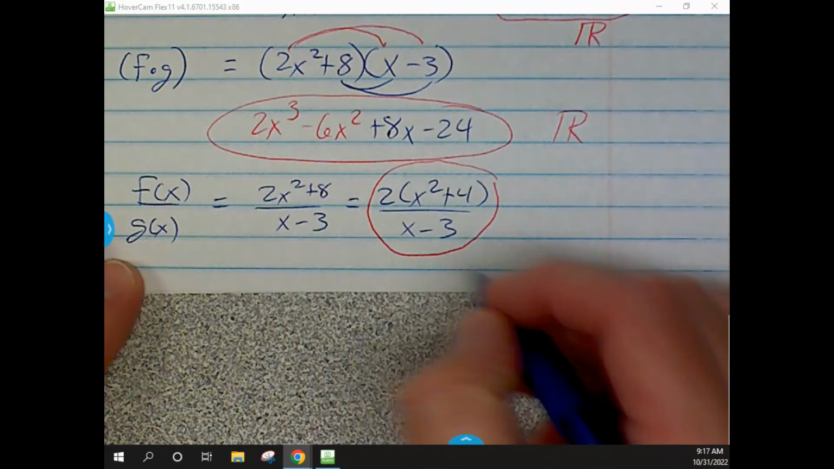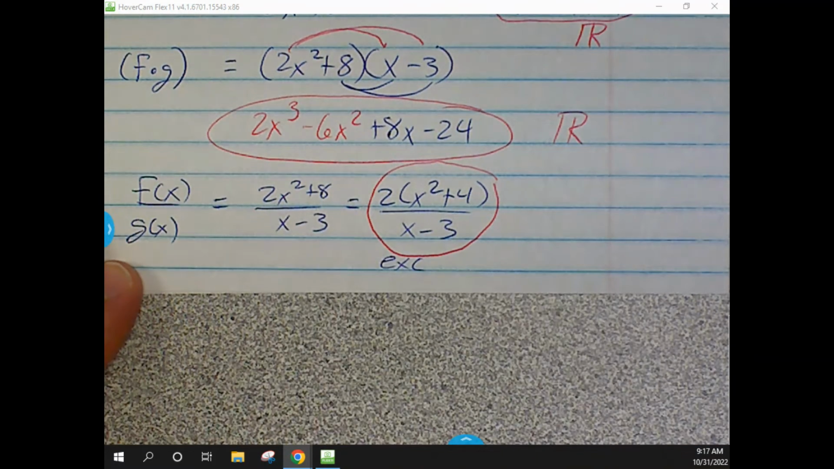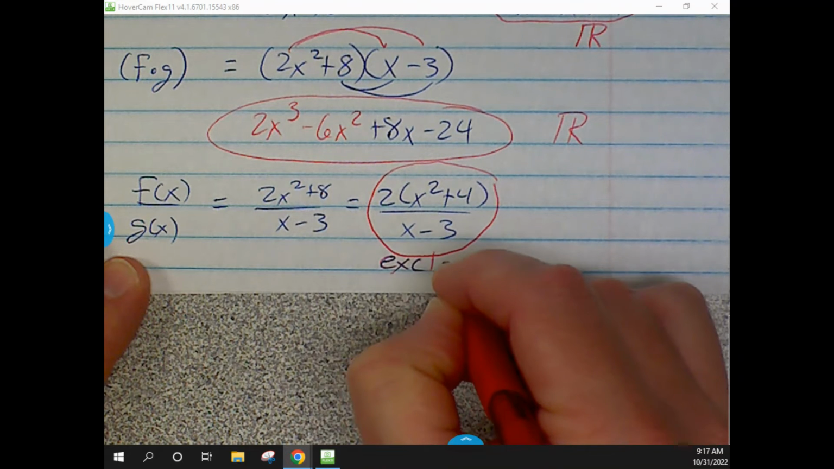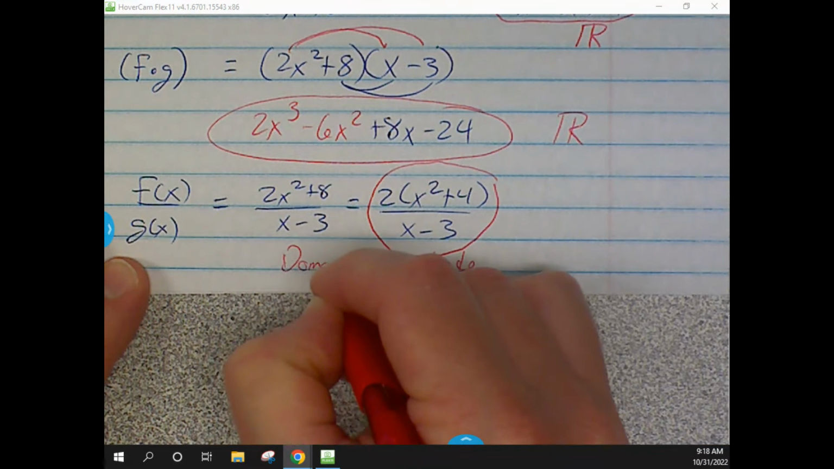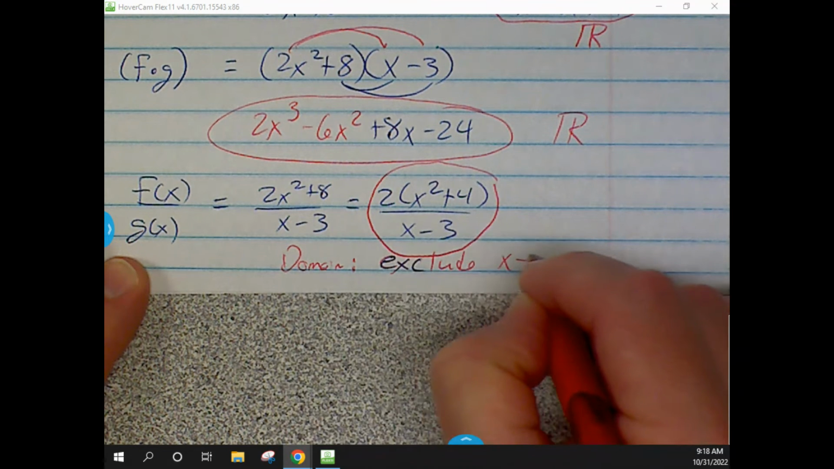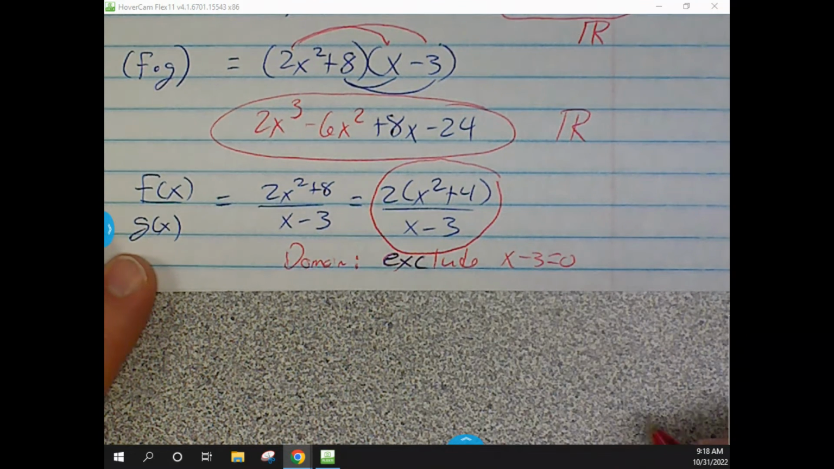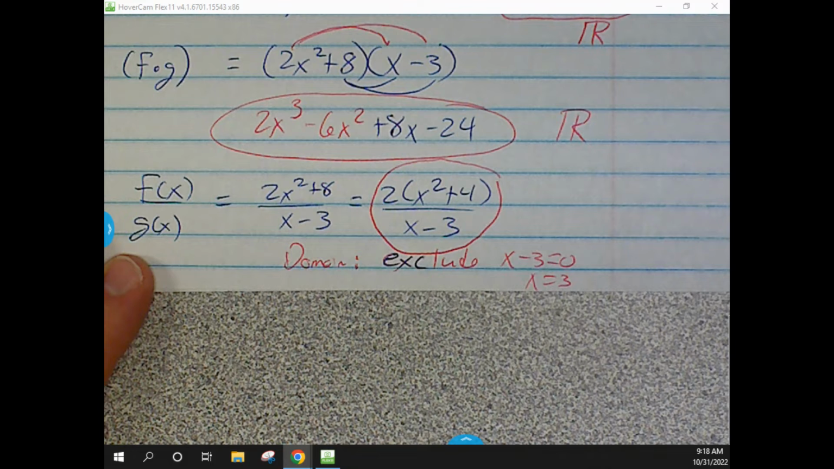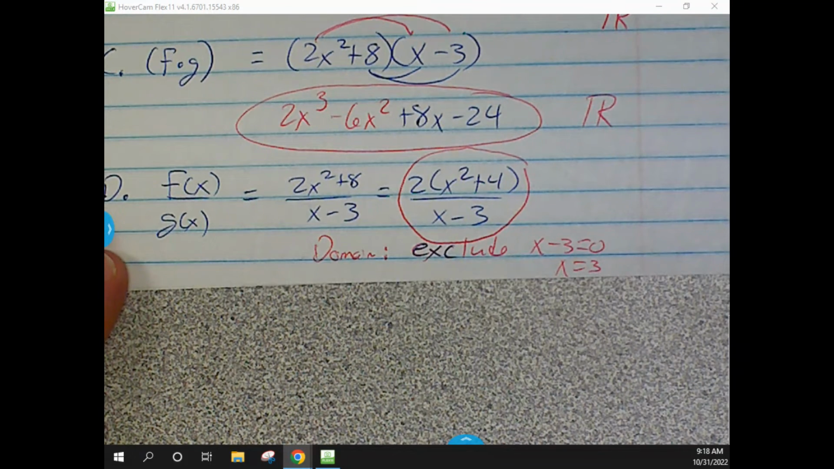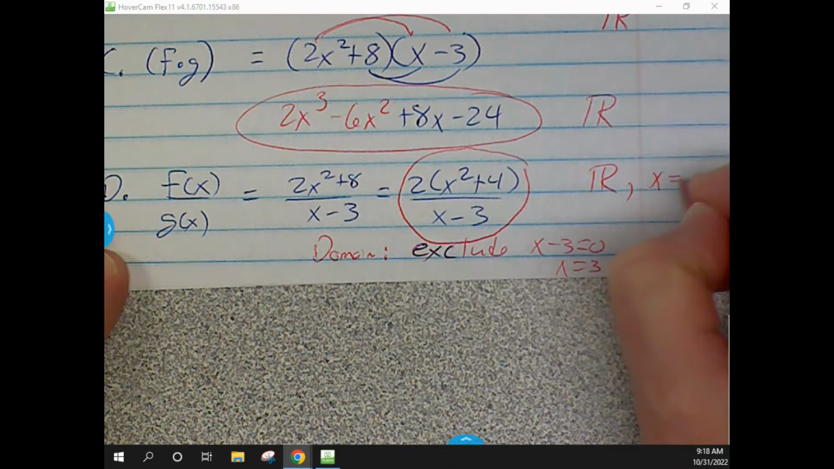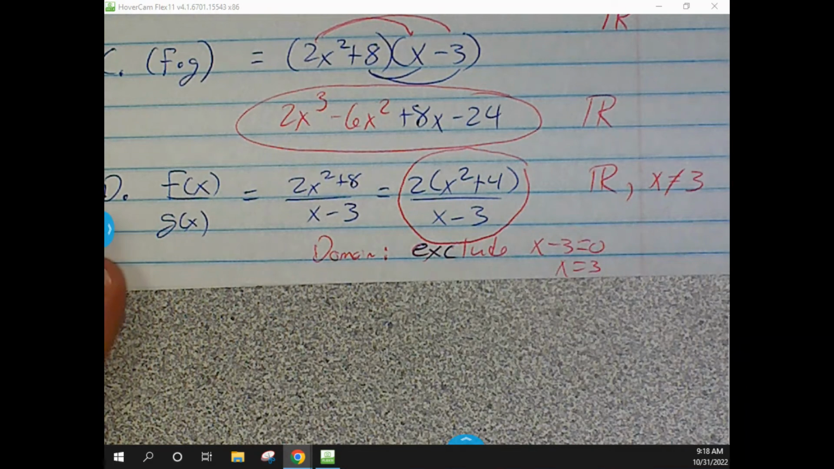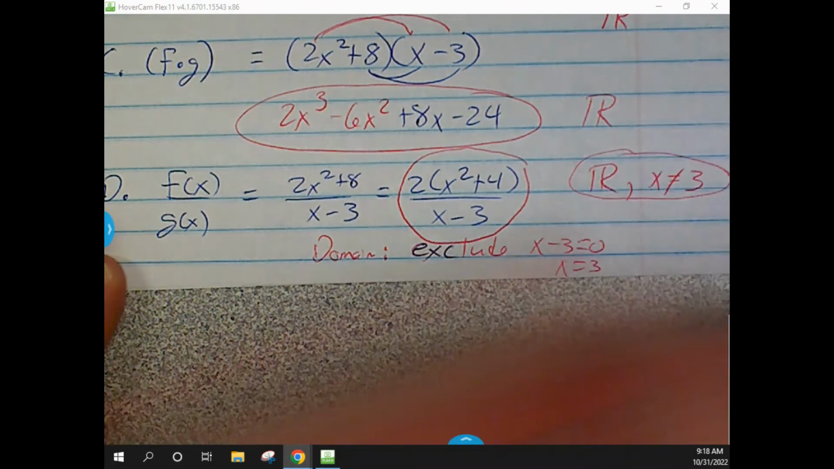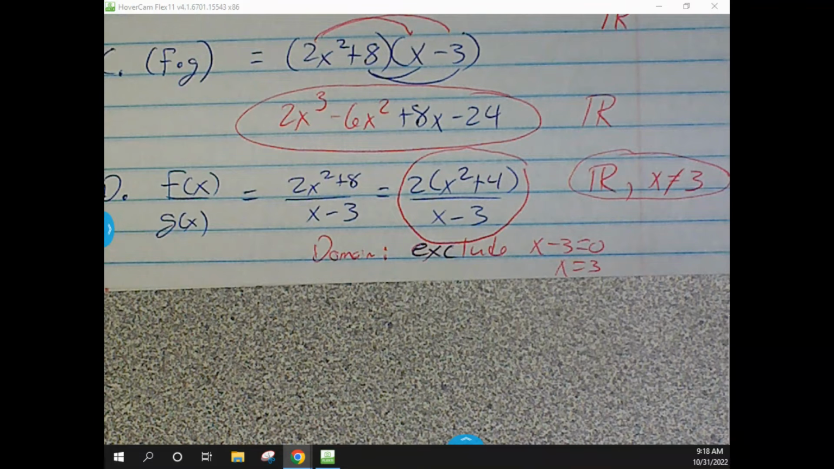So it's all real numbers, but you have to exclude. So for the domain in this case, you're going to exclude x minus 3 equal to 0, which if we add the 3 back over, means we're going to exclude x equals 3. So what you can do for that one is we can still do the funky R, but then just give me a comma and say that x cannot equal 3. And that would be okay for the domain there. So it's all real numbers except for 3. As long as we skip 3, everything else is fair game.